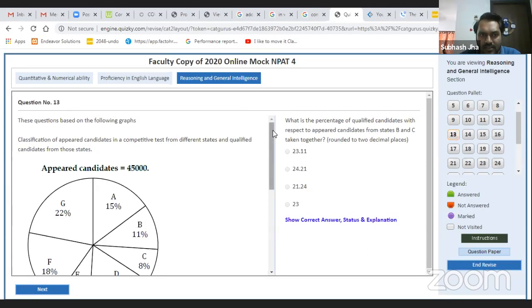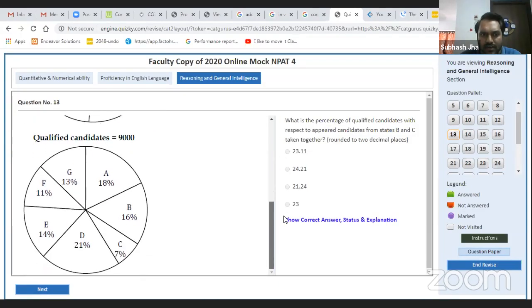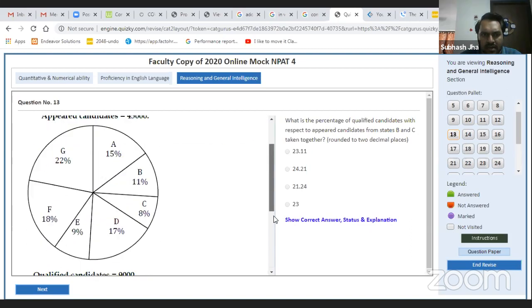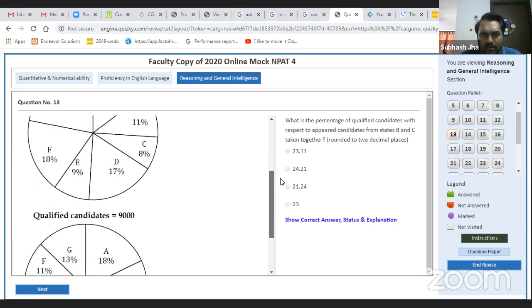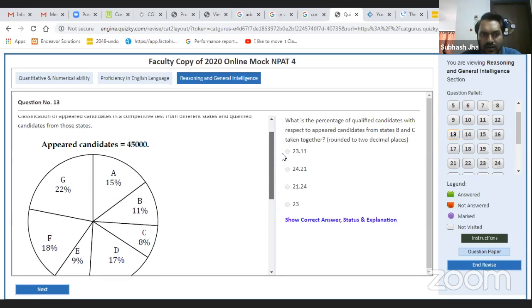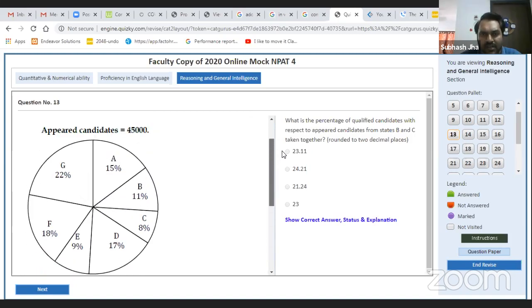Now if you see the third set, there is a pie chart, appeared candidates, there is another pie chart, qualified candidates. Very simple data, only in terms of percentage: appeared candidates, qualified candidates. Both are pie charts, easy to infer, total is given. Here also total is given. So definitely out of these two sets, a student who understands that they have to score more through this data interpretation part rather than those logical reasoning parts, they will select these 13 questions.